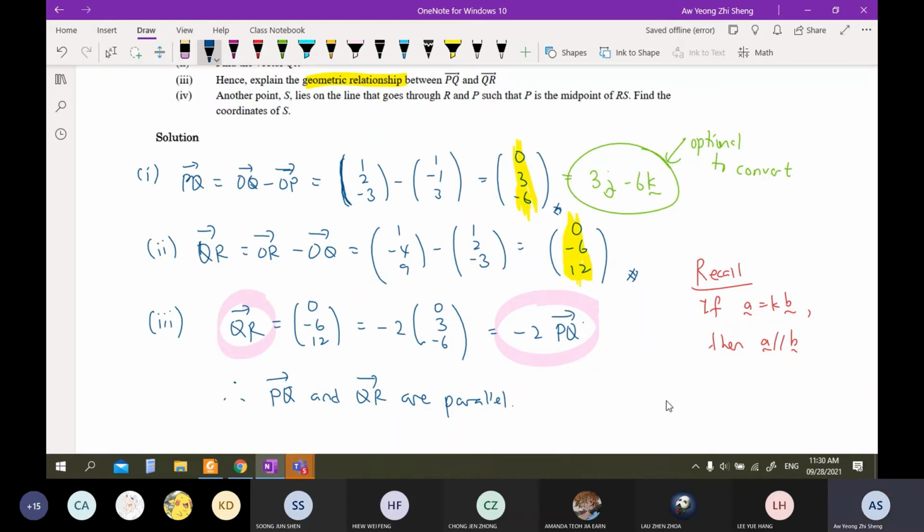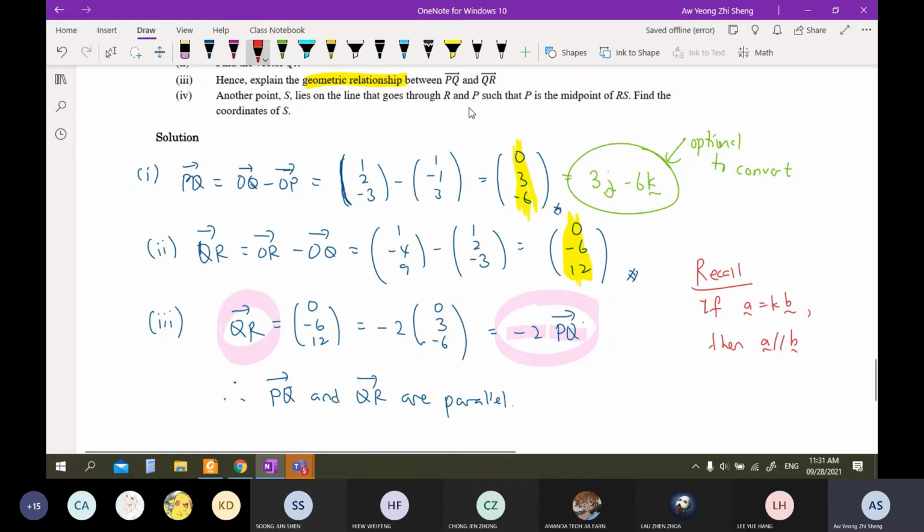Okay, before you claim that these two are parallel, you will have to show the computation first. You will first have to show that QR can be written as a scalar multiple of PQ, as a number times PQ, then only you conclude. So showing the computation here is a compulsory step. Then only you can say they are parallel.